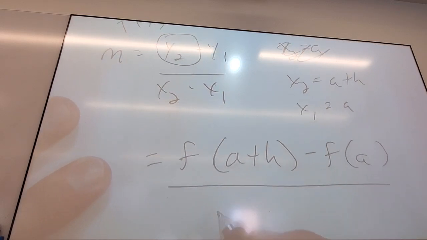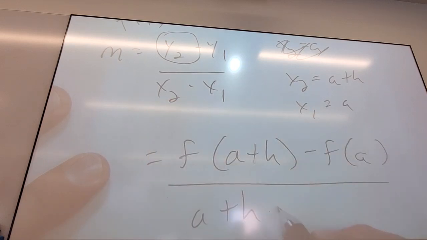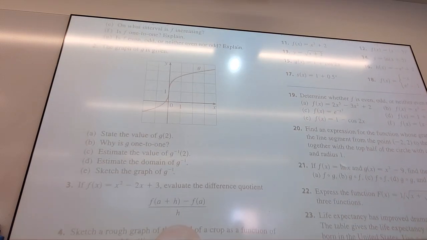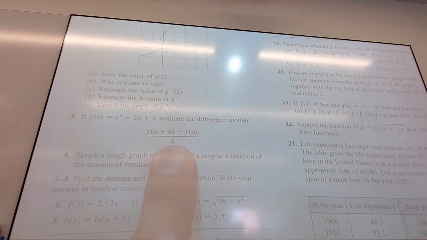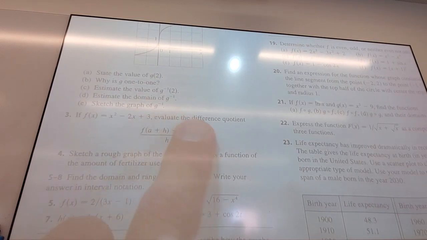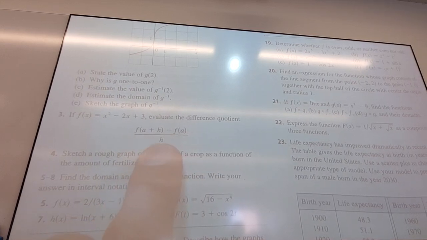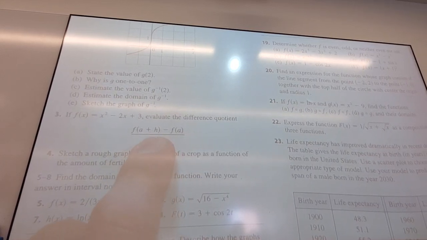And on the bottom, I'm going to have the second input minus the first input. So don't I just get exactly what they got? These cancel, don't they? So don't I just get this crazy dude? Whenever you see this, they're going to call it the difference quotient. We know better. That's the slope. The slope of a function at a.